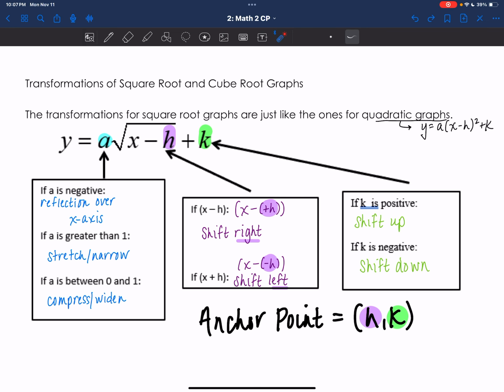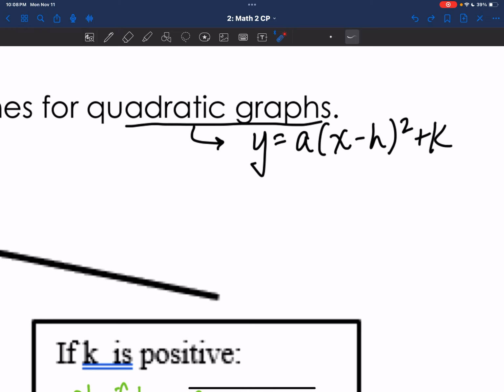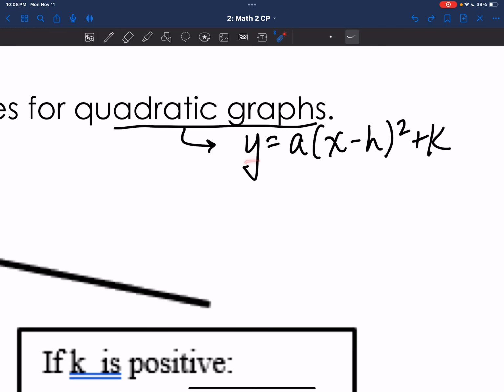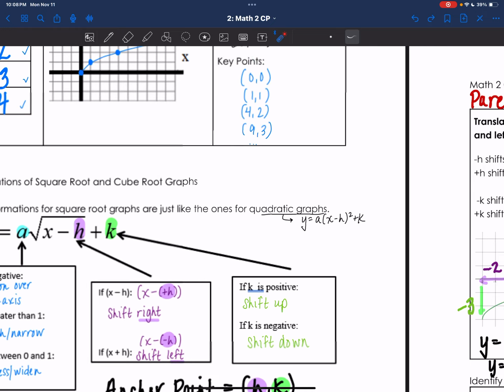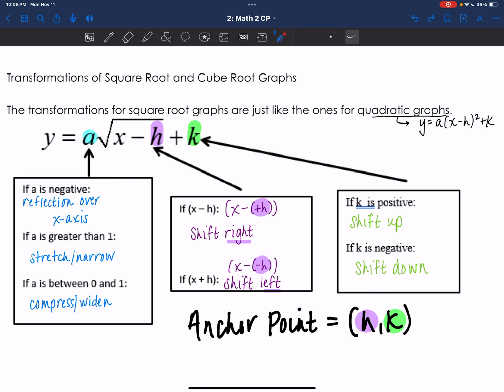Here it says the transformations for a square root graph are just like the ones for quadratics. If you remember, quadratic graphs are y equals a times (x minus h) squared plus k. So this is your quadratic. If you look, this is very similar, but instead now we have a radical. That's the big difference, but some of the transformations you're dealing with are very similar.